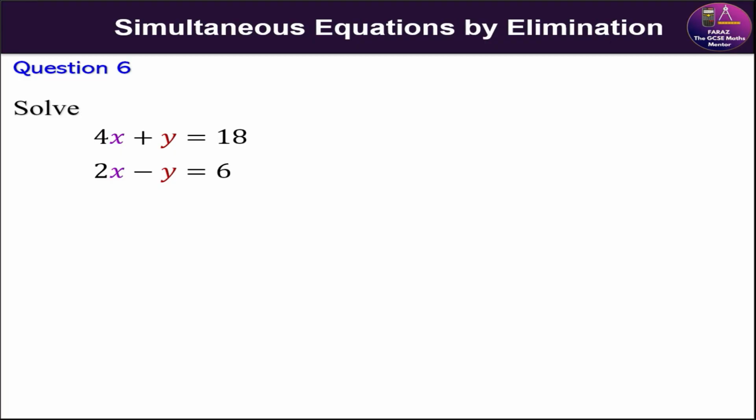Right, let's move to question number 6. Here we see that it is 4x plus y equals 18 and 2x minus y equals 6. So the coefficient of y is the same in both equations. It is 1 there and it is also 1 there.